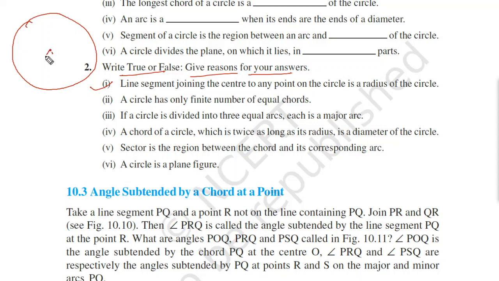Now the center, and joining it with any point on the circle. Suppose we name it O and name the point P. What is this? OP. OP is a radius. So yes, OP is a radius. So we'll give the answer: true, it is a radius.